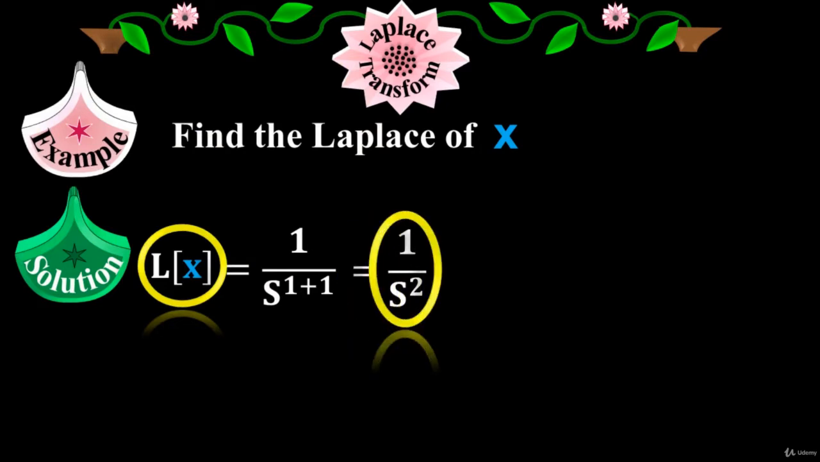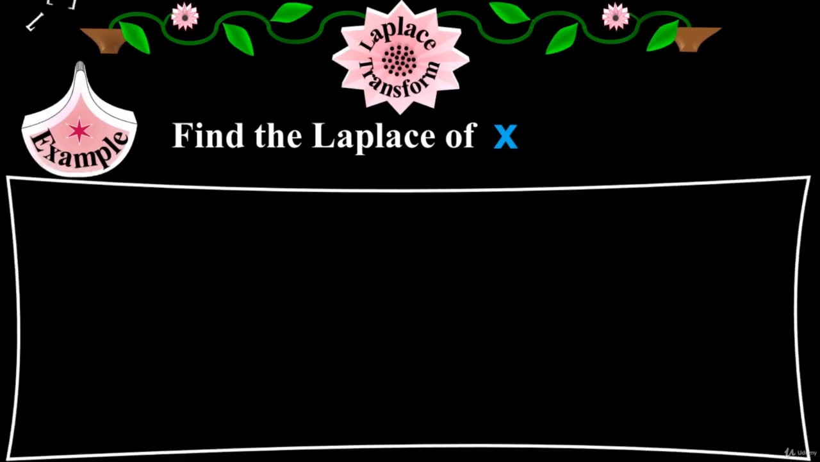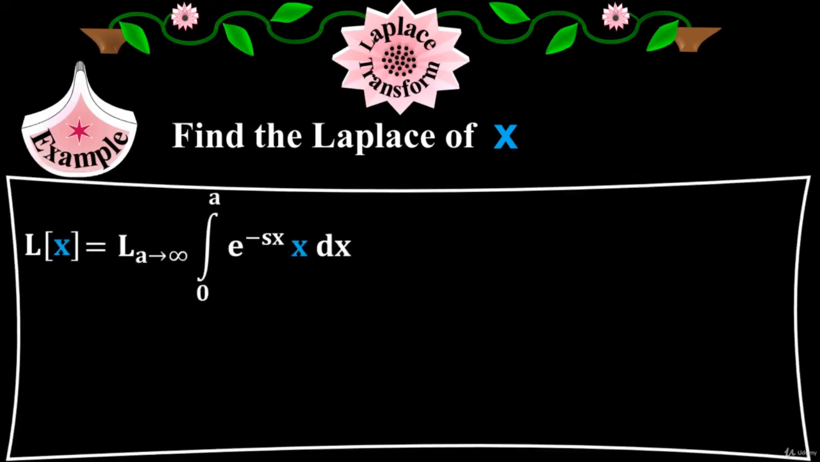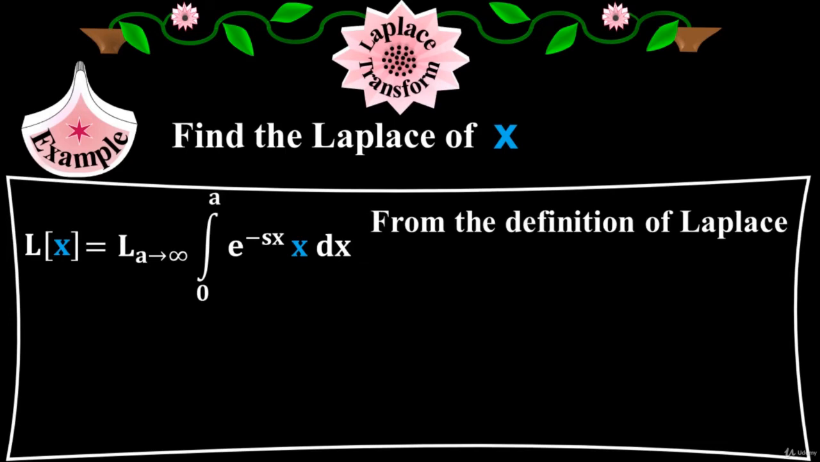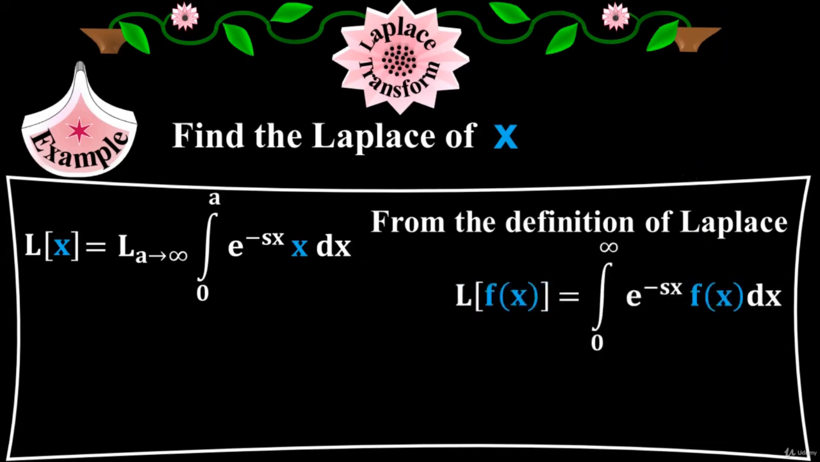Now I'm going to prove that the left side equals the right side. Can I write Laplace of x equals the integral of e to the minus sx times x dx? Well, from the definition of Laplace transform, if you remember, Laplace of f of x equals the integral of e to the minus sx times f of x dx, where a is approaching infinity here as well. So I simply apply the basic formula of Laplace transform here, where my function f of x is x.